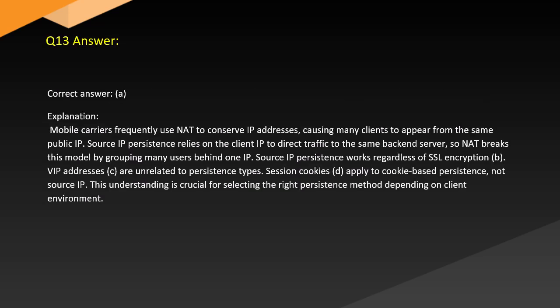Answer. Correct answer, A. Explanation. Mobile carriers frequently use NAT to conserve IP addresses, causing many clients to appear from the same public IP. Source IP persistence relies on the client IP to direct traffic to the same backend server, so NAT breaks this model by grouping many users behind one IP.